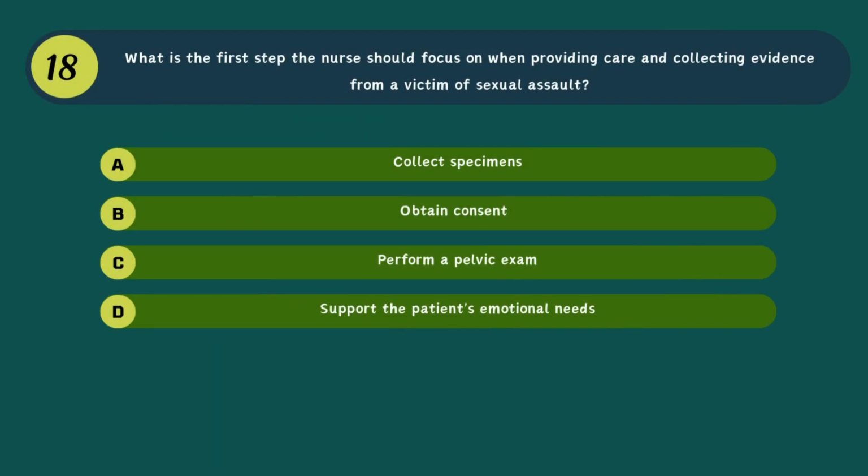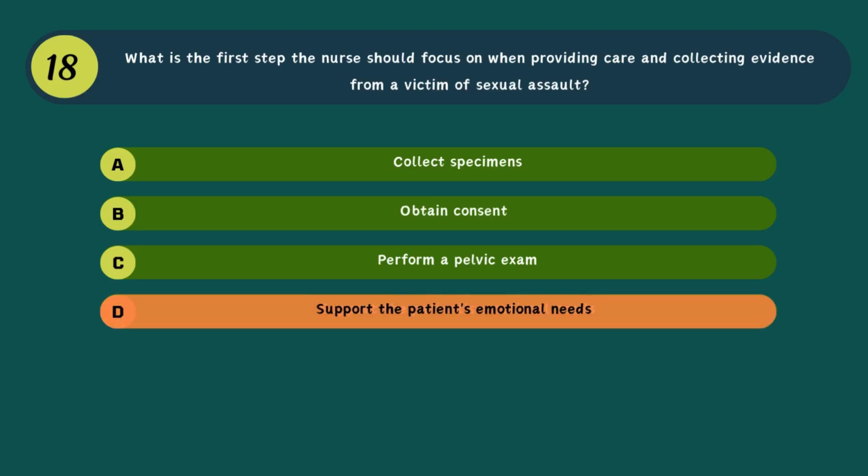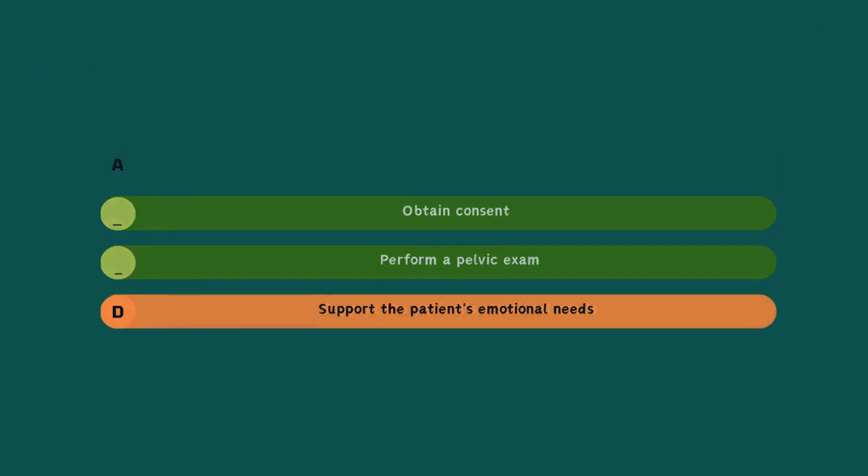Question 18. What is the first step the nurse should focus on when providing care and collecting evidence from a victim of sexual assault? A. Collect specimens. B. Obtain consent. C. Perform a pelvic exam. D. Support the patient's emotional needs. Correct answer: D. Support the patient's emotional needs.